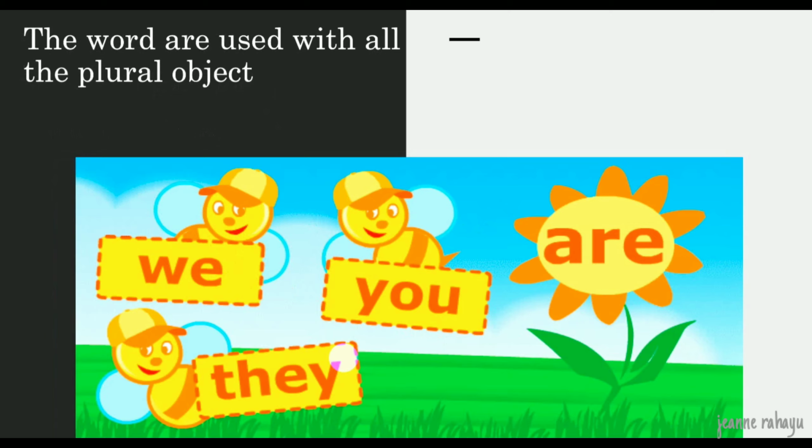Next, the third is are, the word are. The word are is used with all plural objects. Are is followed by we, you, and they. Example: we are students. You are my best friend. They are happy.